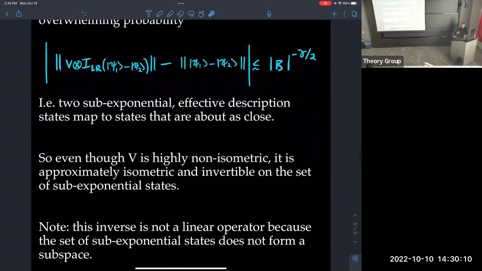Just note this inverse is not a linear operator, it's not like V dagger, because the set of sub-exponential states does not form a subspace. You can form a complete basis of states for the effective description that all have sub-exponential complexity, so the subspace they span would be the entire thing. So you shouldn't think about sub-exponential states as a subspace. They're really just a set.